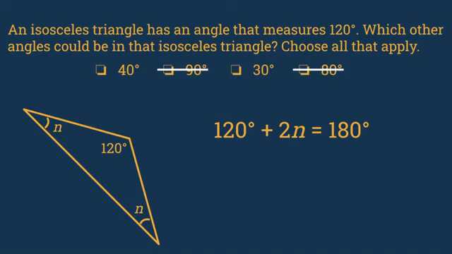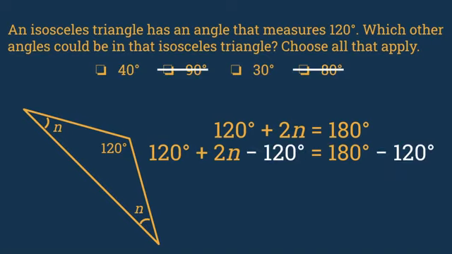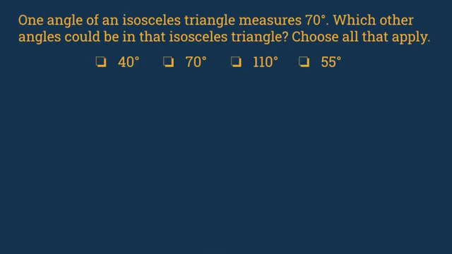Now, since we want to solve for the unknown angle measure, subtract 120 from both sides of the equation. 180 minus 120 is equal to 60. Then divide both sides of the equation by 2. 60 divided by 2 is equal to 30, so the measure of the two missing angles are 30 degrees and 30 degrees. Looking back at our answer choices, the only possible angle measure that could be in this isosceles triangle is 30 degrees. In this final example, we have an isosceles triangle and one angle that measures 70 degrees.